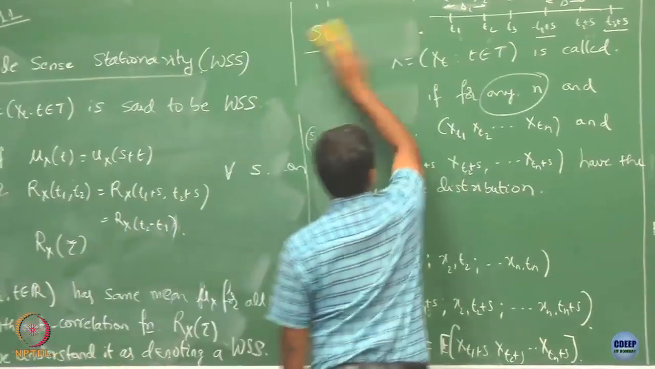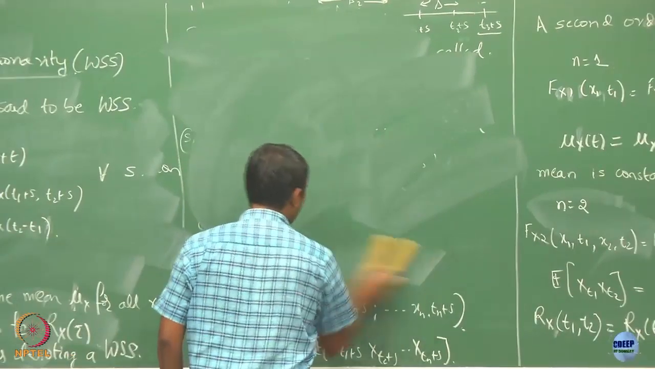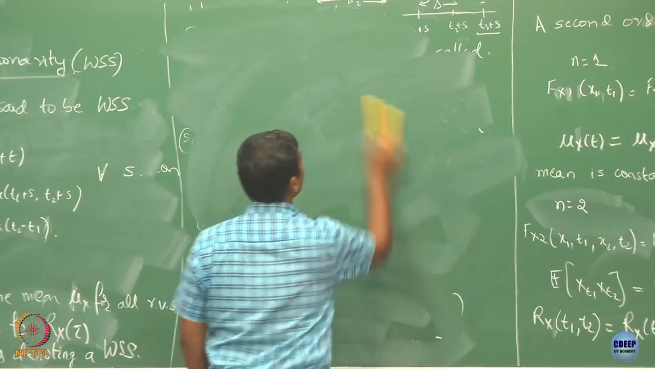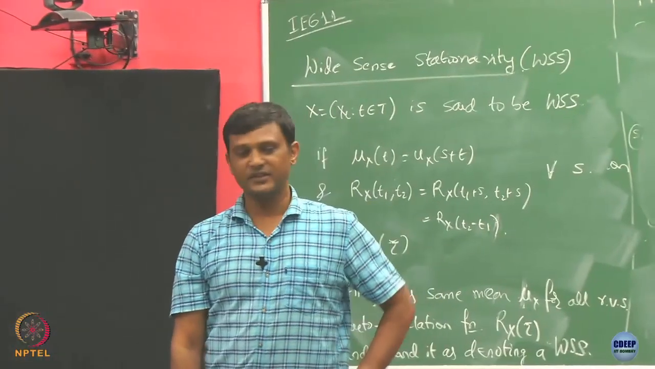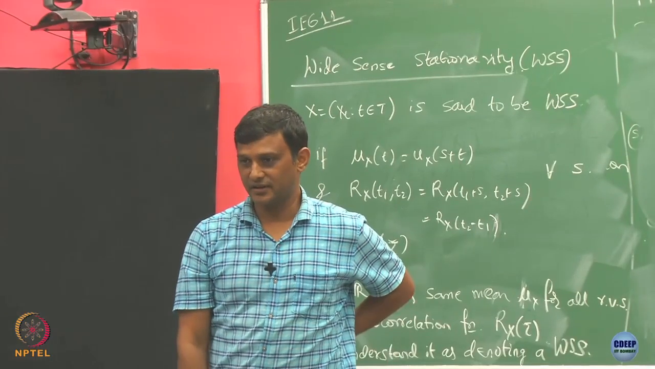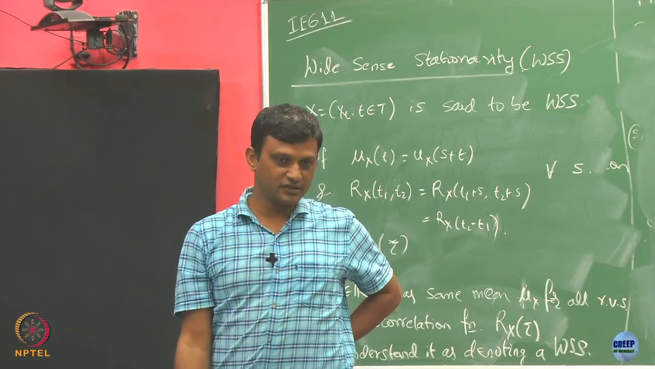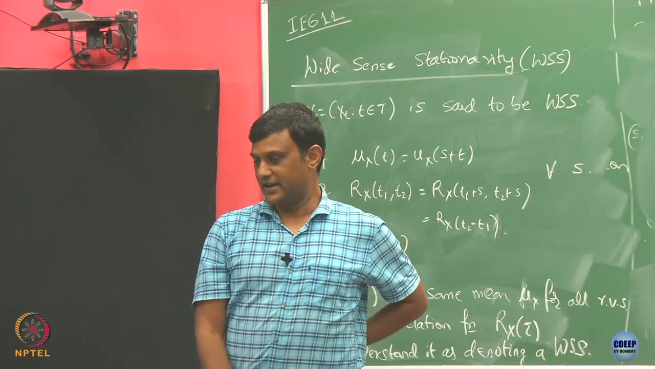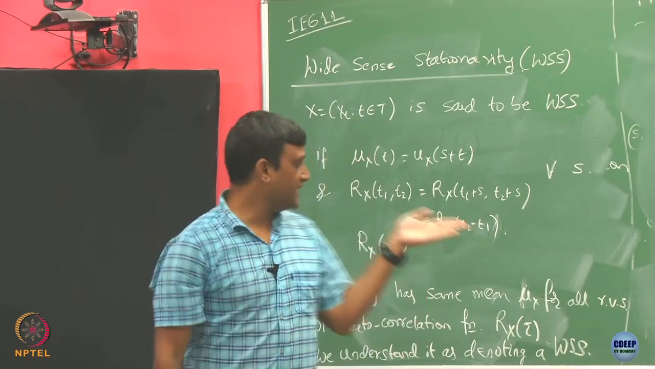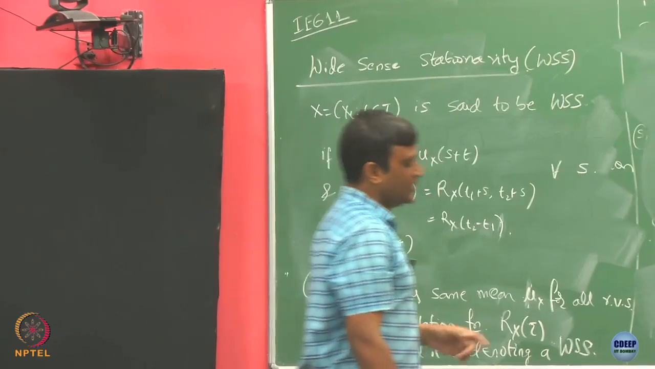One last thing I want to mention about this is, in the last class, suppose I say a process is stationary, does it already mean it is wide sense stationary? It is true, right? Because wide sense needs only a weaker requirement. It only needs the CDFs to be invariant to shift only for n equals 1 and 2, whereas stationarity needs it for all n.